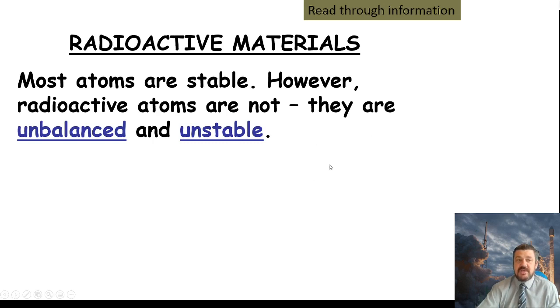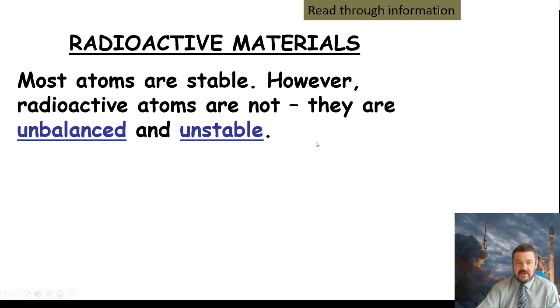Radioactive materials, most atoms are stable. However, radioactive atoms are not. They are unbalanced and unstable. It's normally because we've got a different amount of neutrons to the amount of protons. For example, we could have 8 protons and 10 neutrons. That would be an unbalanced atom. If it was 8 protons and 8 neutrons, well then it would be balanced.